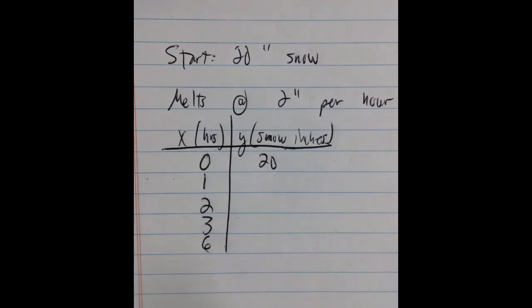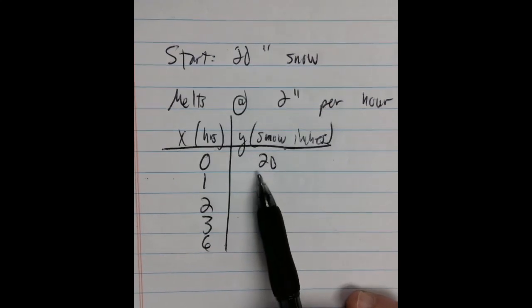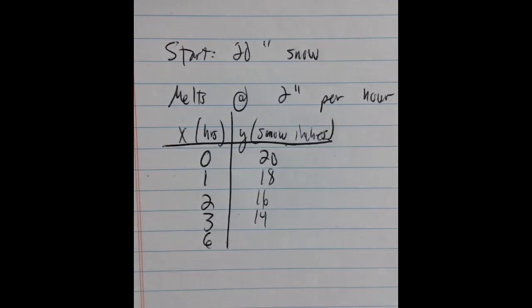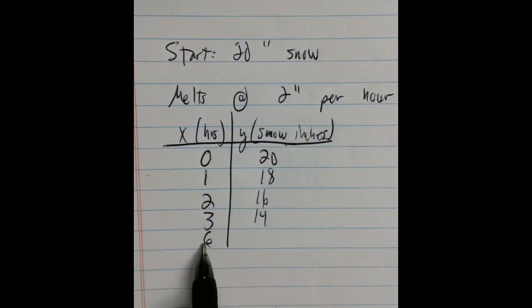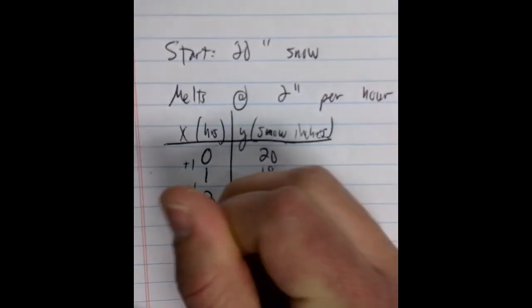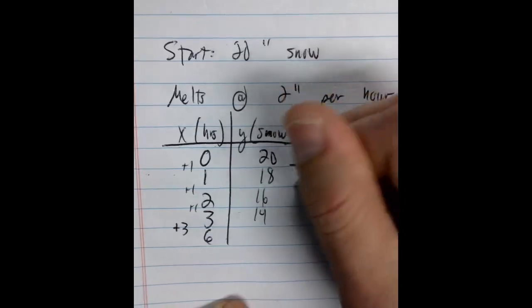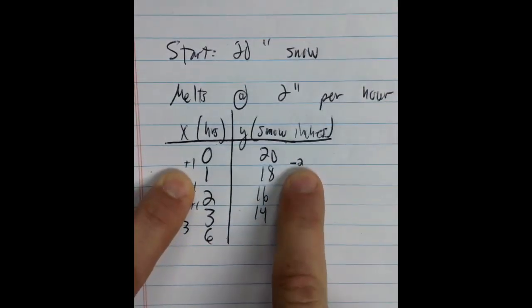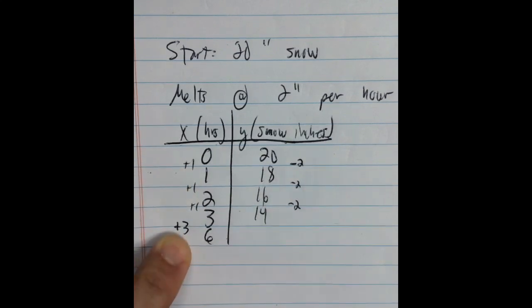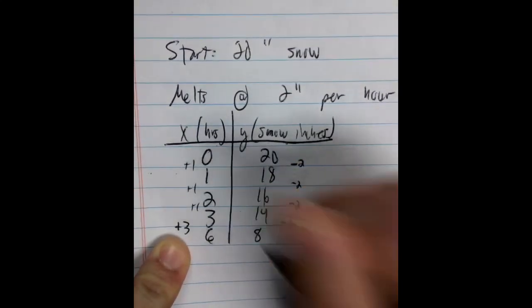All right, so 20 inches at the start, says Quentin. 18. 16. 14. 12. Was this 1 hour? No. 6 hours. So this was plus 1, plus 1, plus 1, but now it's plus 3. What I did here was minus 2, minus 2, minus 2, but I went up 1 and down 2. That is a rate. I went down 2 inches as I went up 1 hour. So if I go up 3 hours, how many inches should I lose? Down 6. I should be at 8 inches of snow.